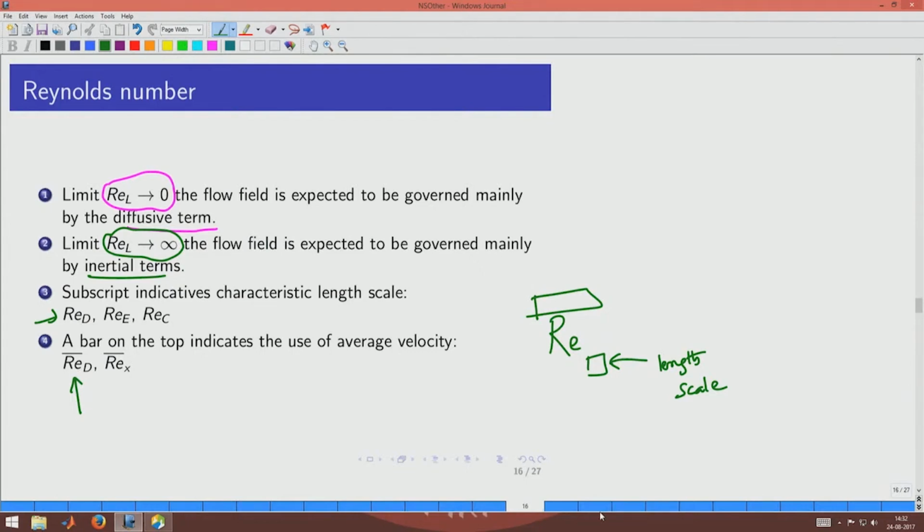For a sphere, for example, you can measure the diameter directly using a caliper. So, like that, you can observe and see what was the quantity that is used to define that quantity for scaling the length. And on the top, if you have a bar, it means that some averaging has been done. So, velocity has been averaged, or the problem solution being sought is for an average quantity, etc.